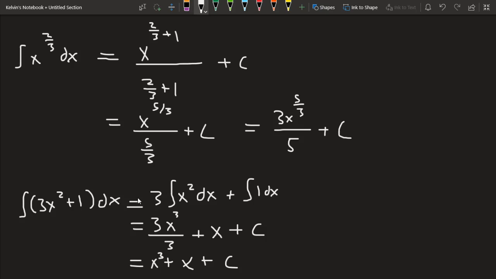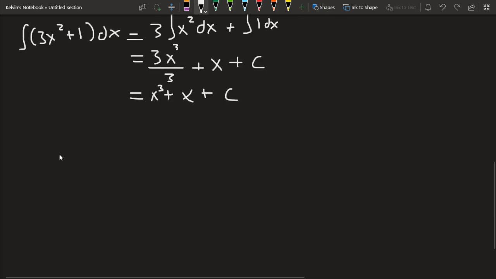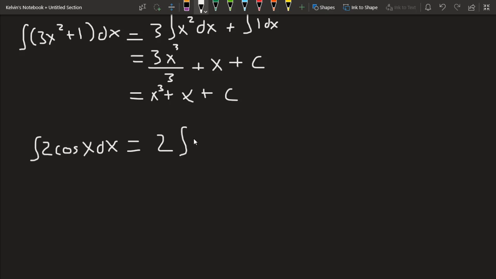Now let's move on to some trig integrals here. If we are asked to find the integral of 2 cosine of x with respect to x, this would just be equal to 2 times the integral of cosine of x with respect to x, and this is equal to 2 times sine of x plus c.